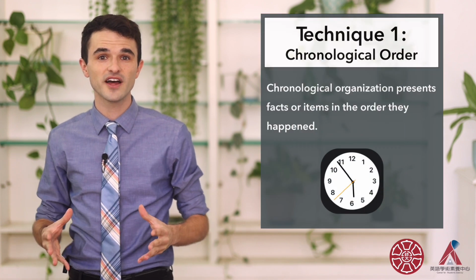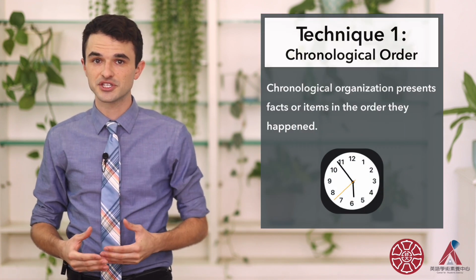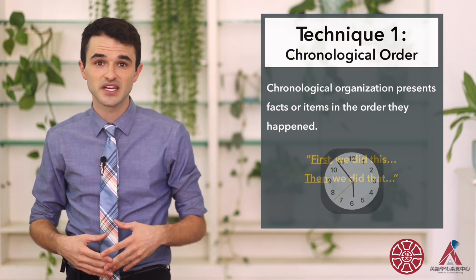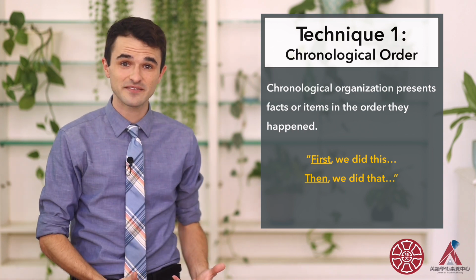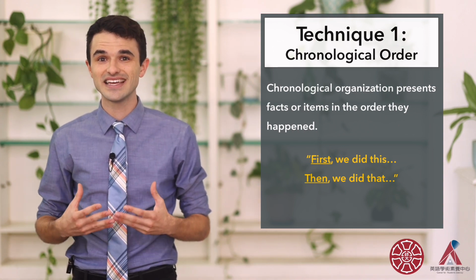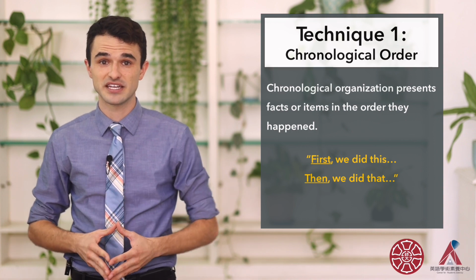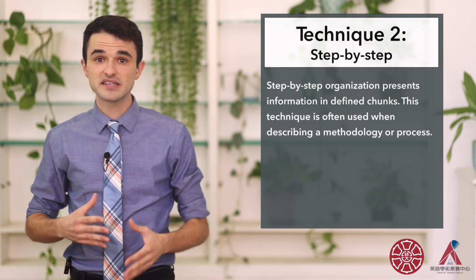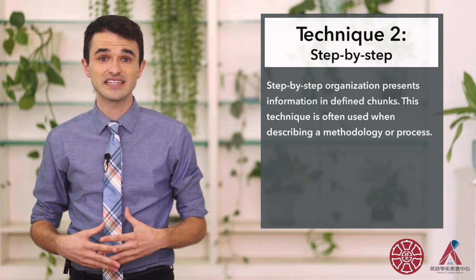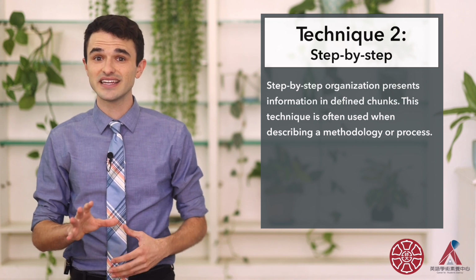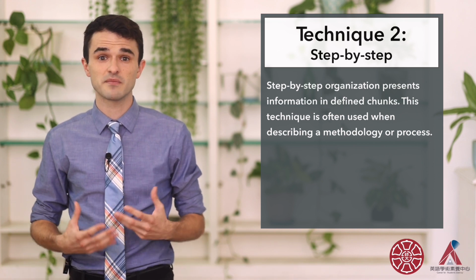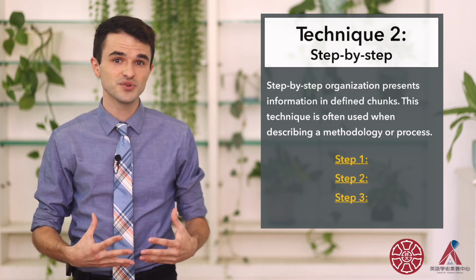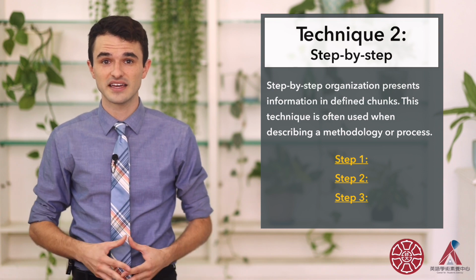Technique number 1, chronological order. Chronological organization presents facts or items in the order that they happened. You will often hear, first we did this, then we did that. Chronological order is an easy and clear way to organize many presentations. Technique 2, step by step. Step-by-step organization presents information in defined chunks. This technique is often used when describing a methodology or process. You will often see step 1, step 2, step 3 written on the slides.